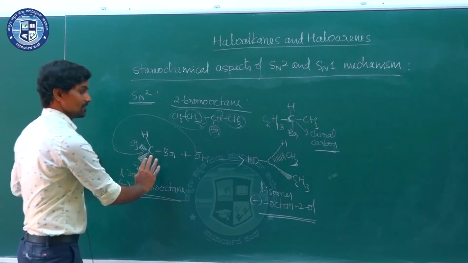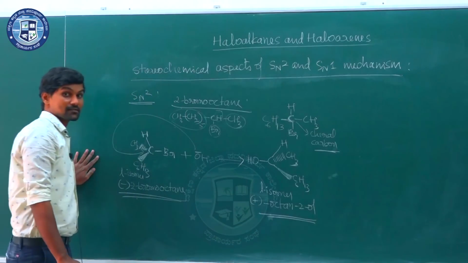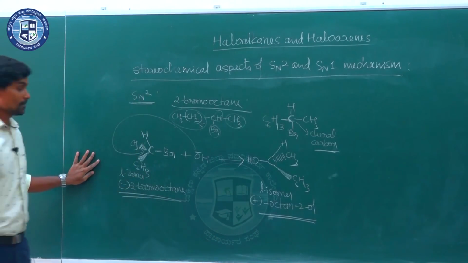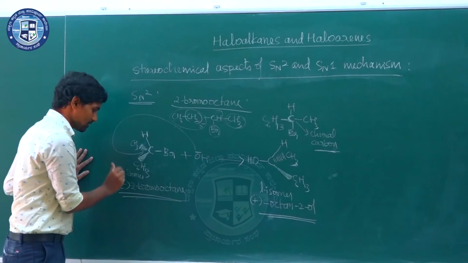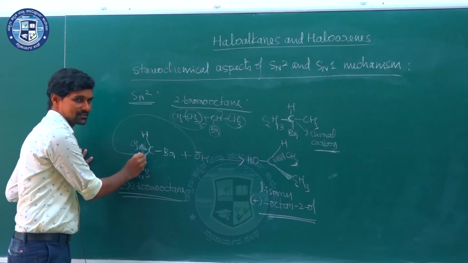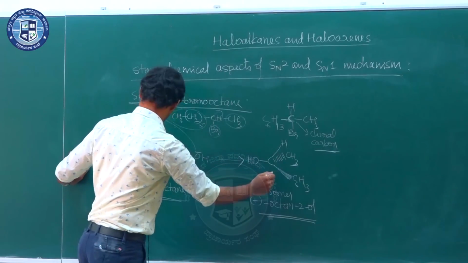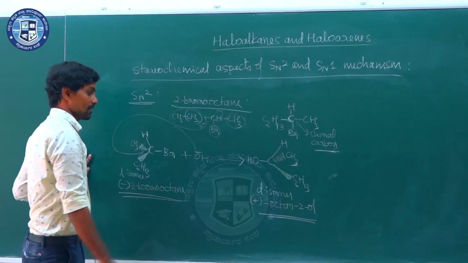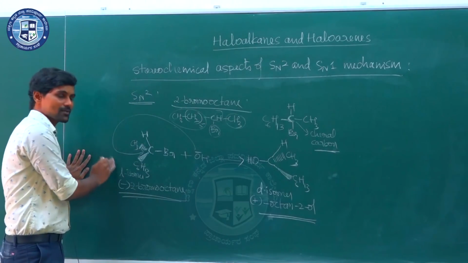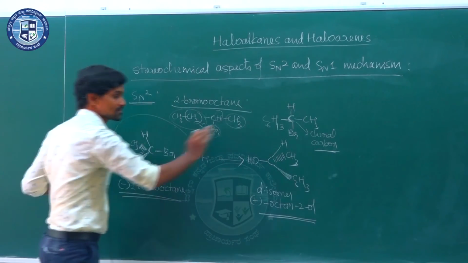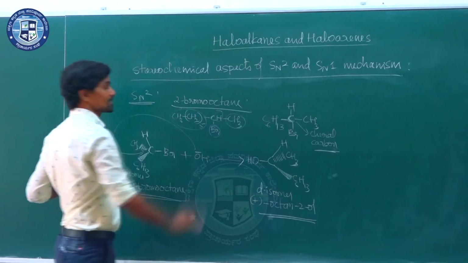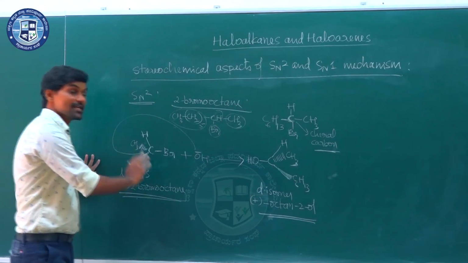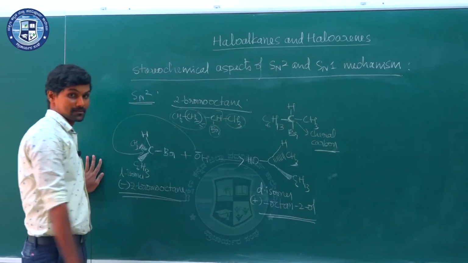See here, inversion of configuration takes place during the SN2 mechanism. Complete inversion of configuration takes place. Because of that reason, if you take the L isomer as a reactant, you get the D isomer as a product, and if you take the D isomer as a reactant, then you get the L isomer as a product during the SN2 mechanism, because during the SN2 mechanism inversion of configuration takes place.